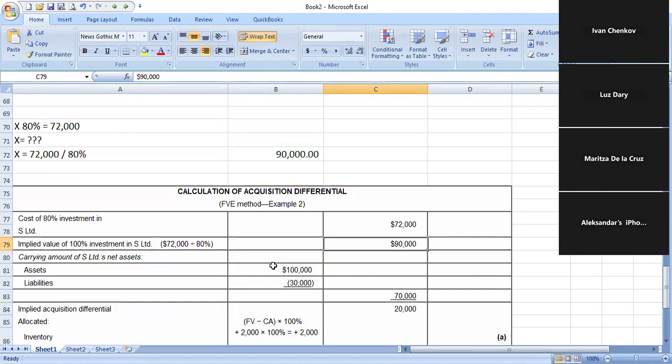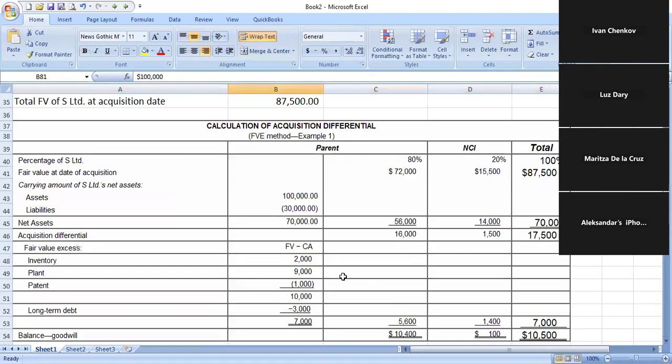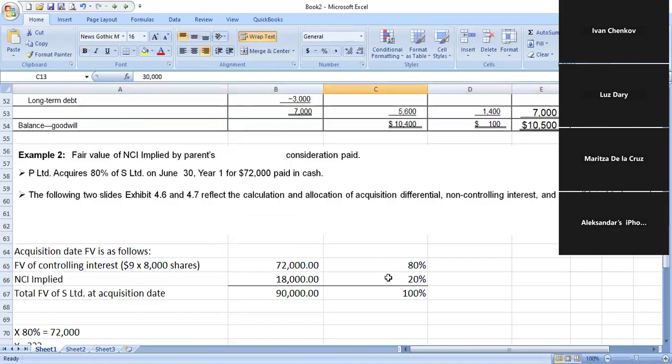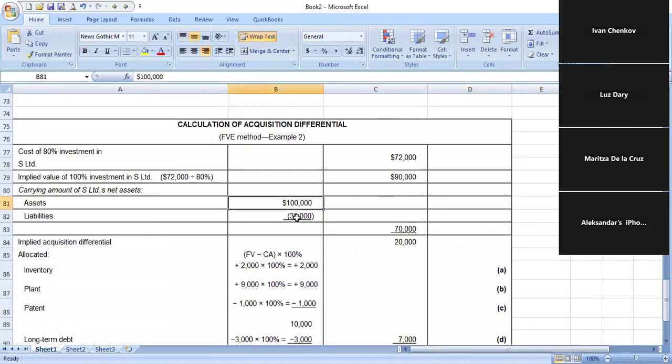So the 90,000 now is the implied value of the company that I'm purchasing. I have book value: 100,000 assets and 30,000 liability. I'm putting those in. 100,000 minus 30,000 is 70,000. That's going to give me a $20,000 acquisition differential.